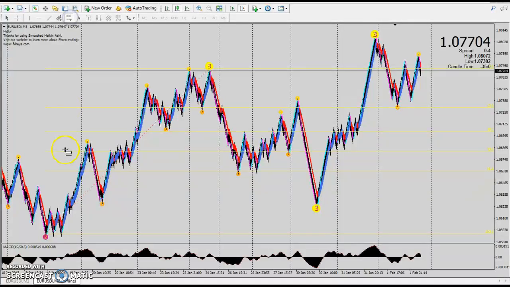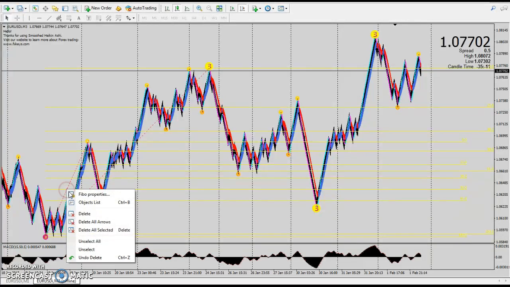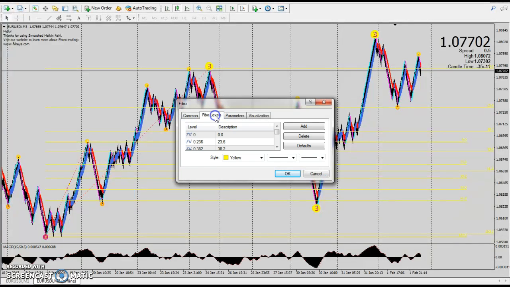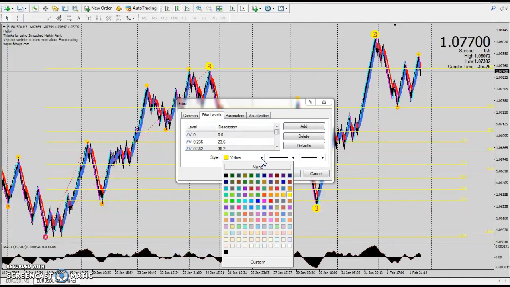Do that for you guys right now. And I may also have to change the color, so bear with me for a moment. Right here. Now since this is also yellow, I don't want to get confused, so I'm going to change the color for us. You just right click on that, go to fib properties, go to fib levels, and here's the style. You can change this. Let's go with, I like yellow and red together, so let's go with red.